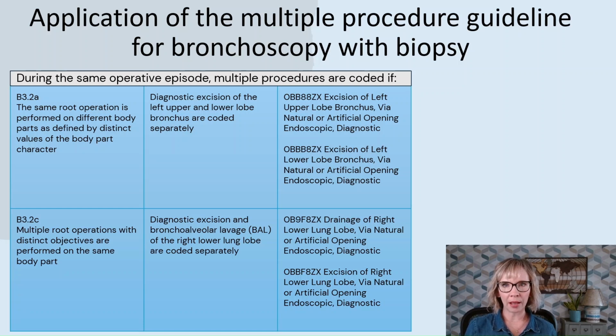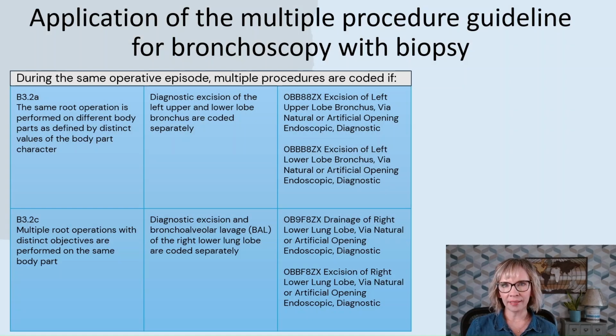When coding bronchoscopy with biopsy, you'll need to apply the multiple procedures guideline quite often. There are multiple parts to this guideline, but it's Part A and Part C that are particularly relevant to bronchoscopies. Part A says that during the same operative episode, multiple procedures are coded if the same root operation is performed on different body parts as defined by distinct values of the body part character. The example I have here is a diagnostic excision of the left upper and left lower lobe bronchus. Based on the guideline, 2 codes are necessary for this procedure. This is because the left upper lobe of the bronchus and the left lower lobe of the bronchus each have distinct body part values in PCS, which defines them as separate body parts for coding purposes.